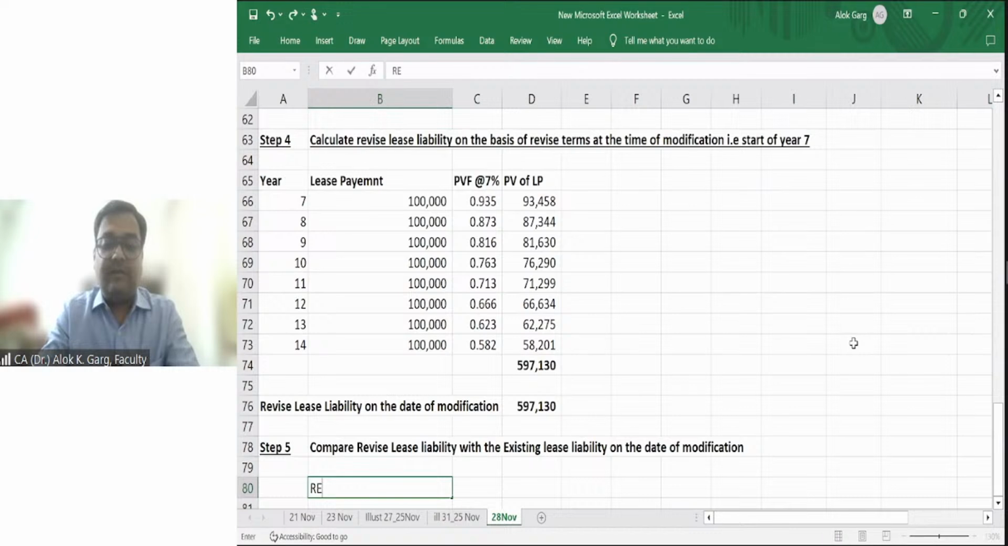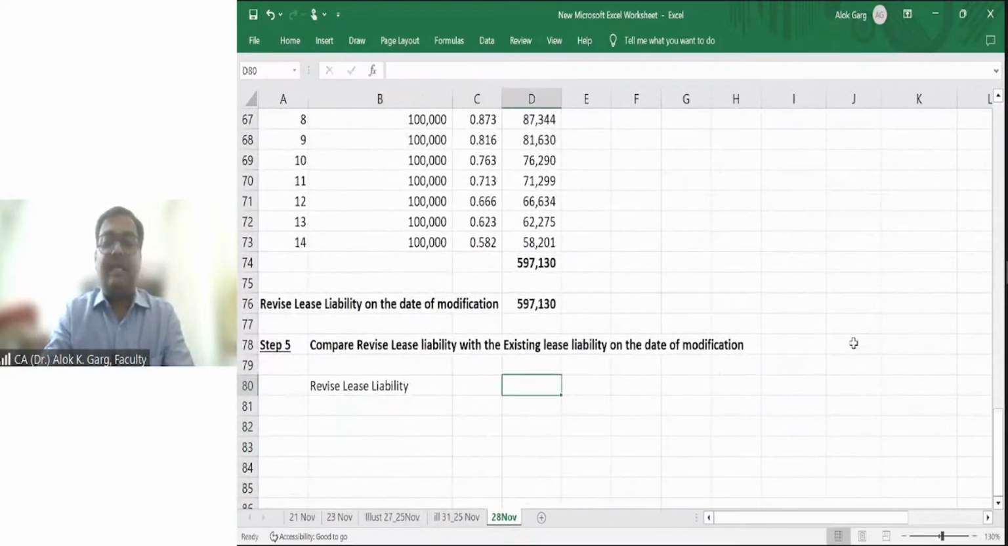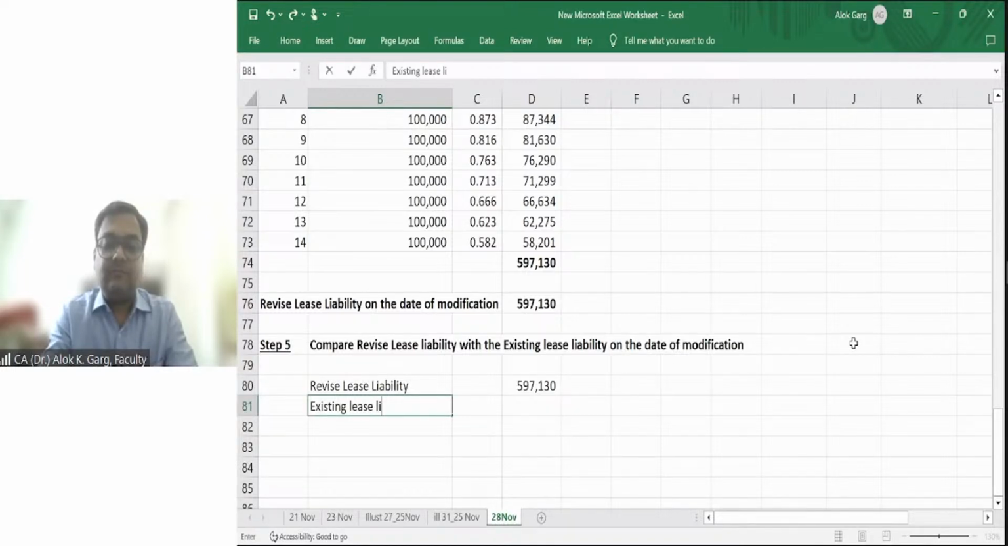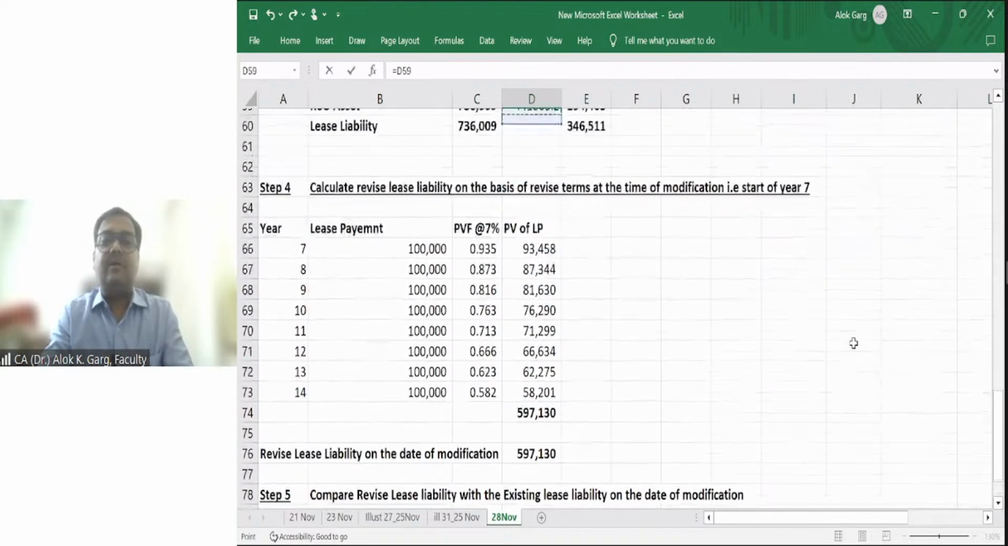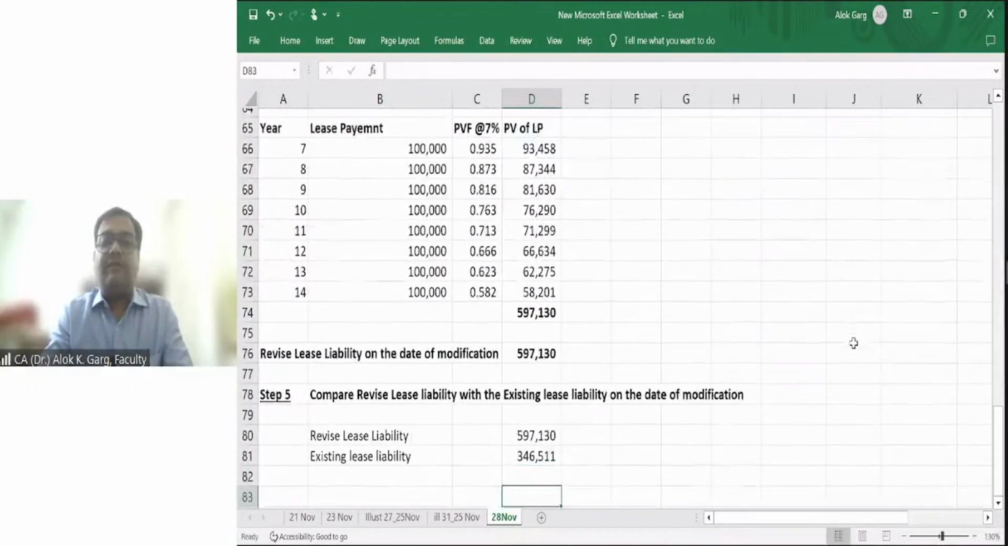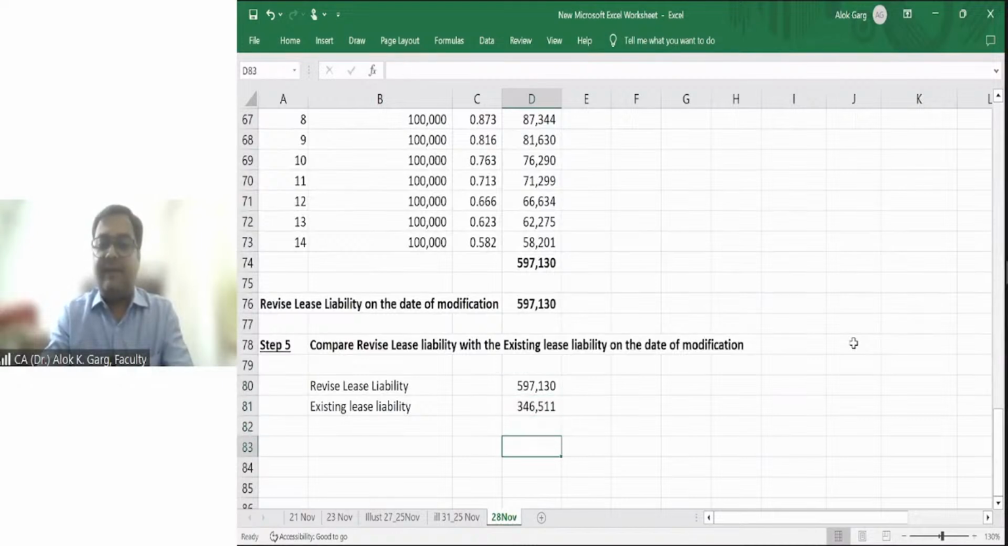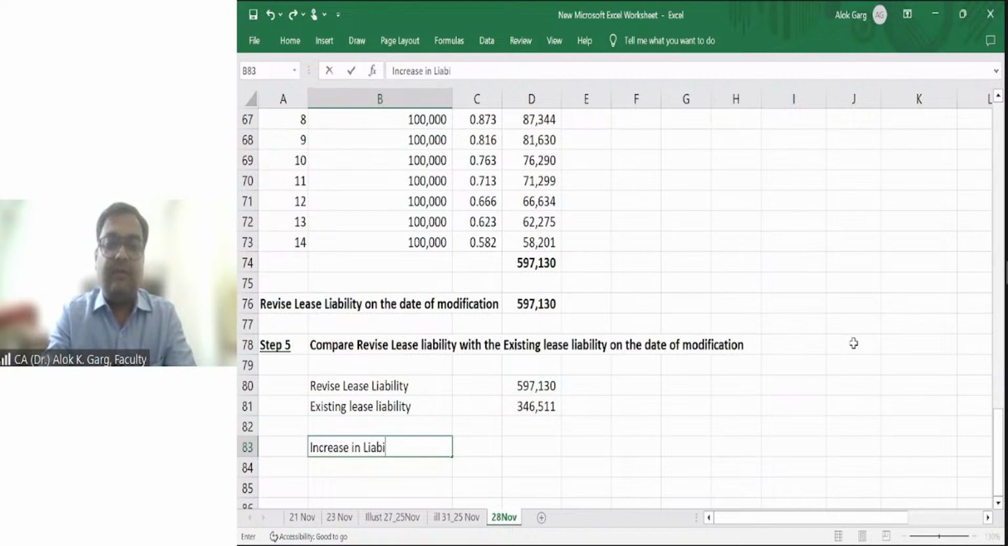What is my existing lease liability? First of all, let me write revised lease liability. My revised lease liability comes out at 597130. What is my existing lease liability? My existing lease liability is 346511. 346511 is my existing lease liability, right? What is my increase in lease liability?